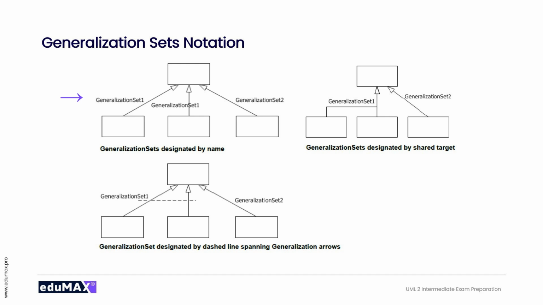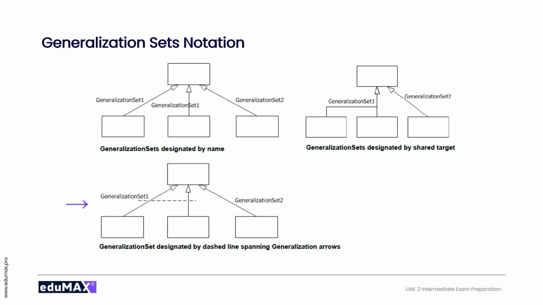First, on the top left, we have generalization sets designated by name. Here, we explicitly label each generalization with a generalization set name. Next, on the top right, we see generalization sets designated by shared target. In this notation, instead of labeling every generalization explicitly, we show that multiple generalizations share a common generalization set. This method can simplify our diagrams by reducing the number of labels.